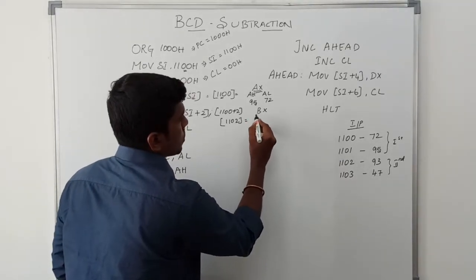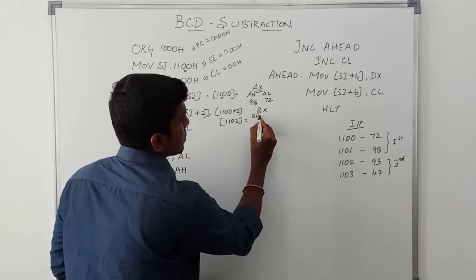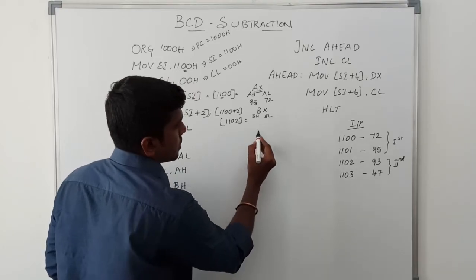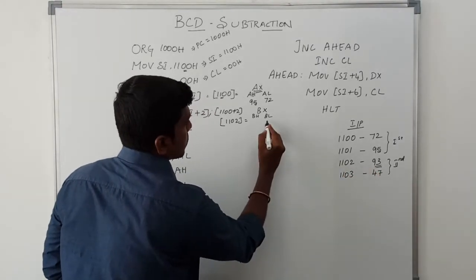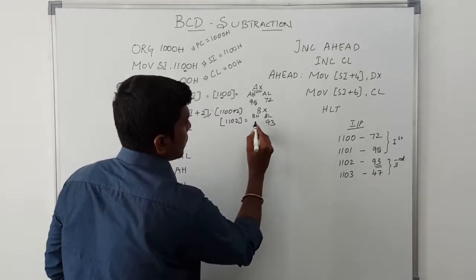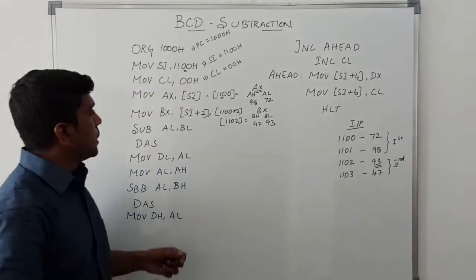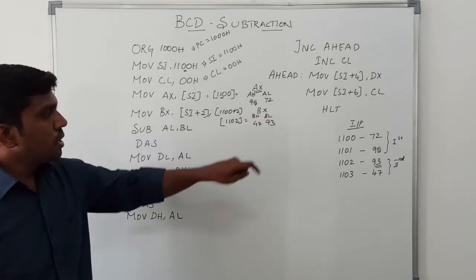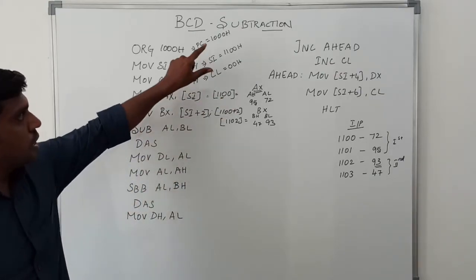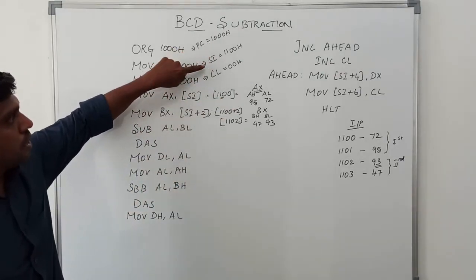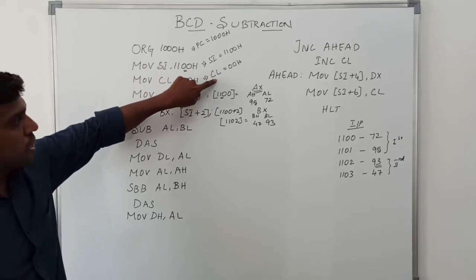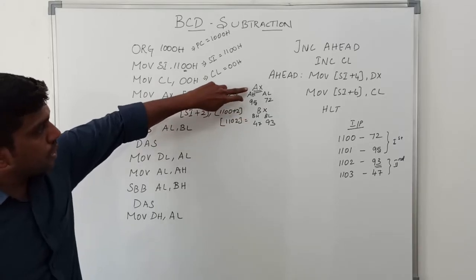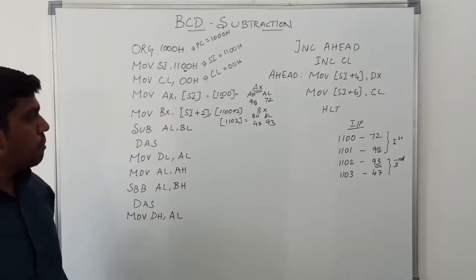The BX register is also 16-bit. This register is split into two 8-bit registers, one is BL and another one is BH. 93 is transferred to the BL register, and 47 is transferred to the BH register. After execution of this instruction, the BX register content is 47 and 93. So far you have initialized the program counter value, initialized SI, cleared the CL register, and got the two 16-bit data. The first data is stored in the AX register, and the second data is stored in the BX register.